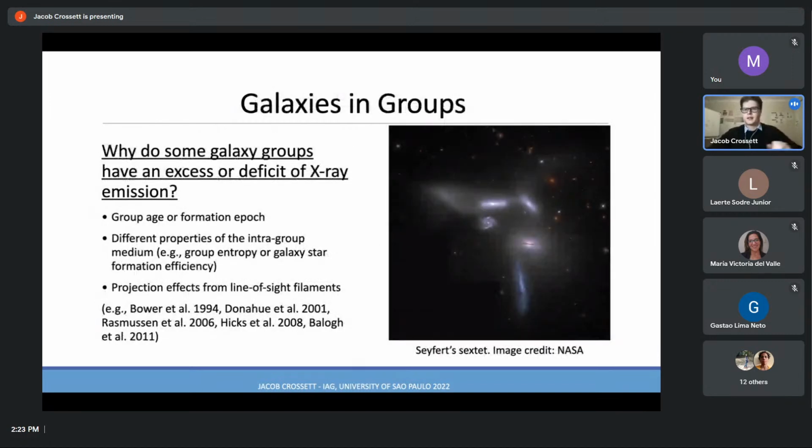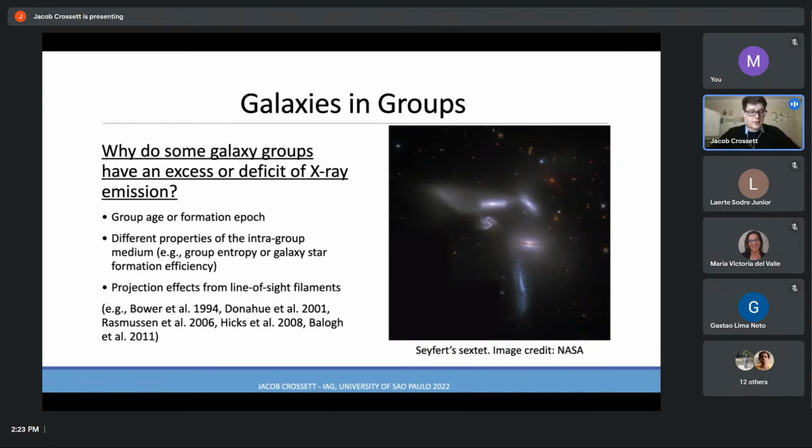So for the first part, what I'm really interested in is, if we take two groups of similar size with similar numbers of members, why do some groups have a really strong intra-cluster medium, whilst other groups seem to be almost devoid of any intra-cluster medium at all? So we see that some have strong X-ray emission from this intra-cluster medium and some just do not.